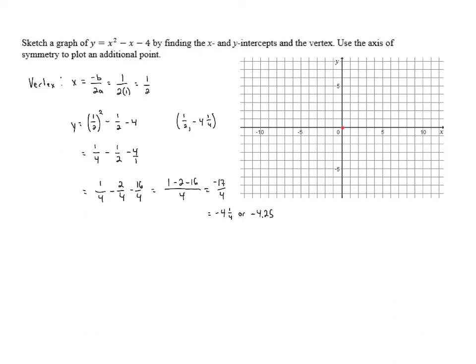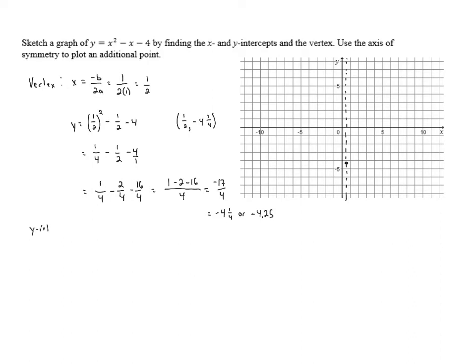So we're going to go to the right 1/2 and down 1, 2, 3, 4 and 1/4. And our vertex is going to be right about there. We can also draw in the axis of symmetry at this point, because we'll be using that later on. And then we can move on to the intercepts.